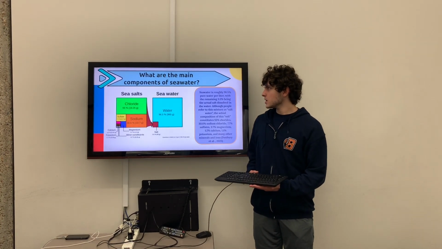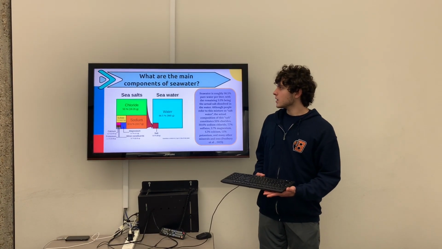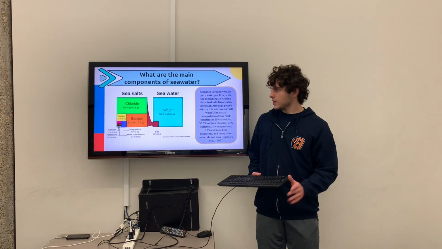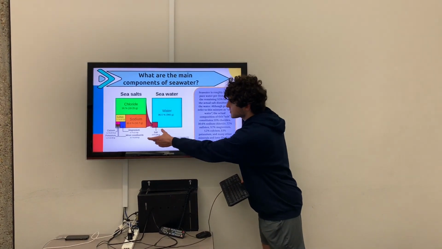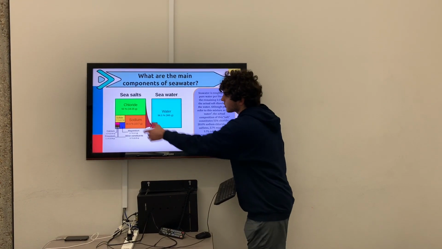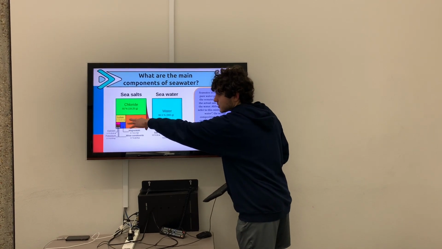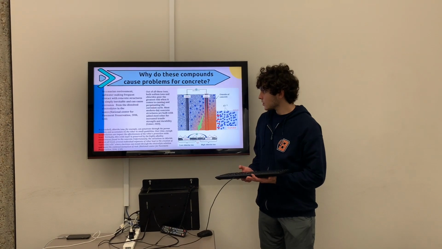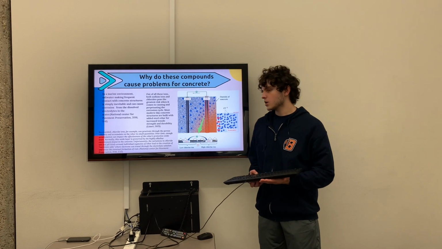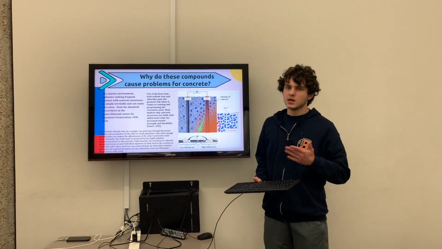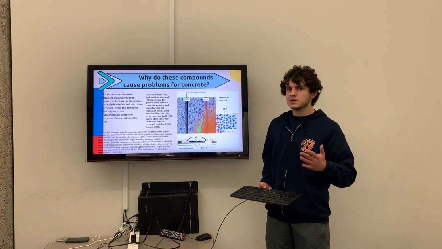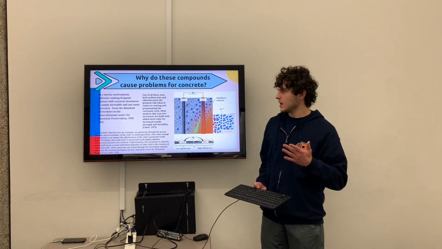So as you can see, the main component of seawater is sea salt. So that tiny little 3.5% that you can see is mostly made up of chloride ions and sodium and a little bit of sulfate for the most part. And this is harmful to concrete because concrete is reinforced with rebar. It has a low tensile strength. That's why it needs rebar to help support it and give it added strength.